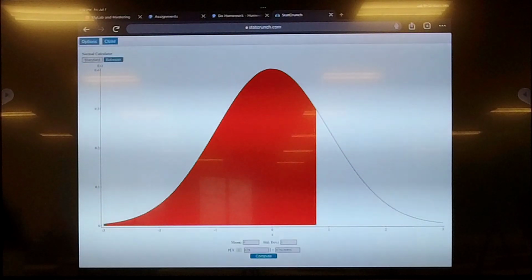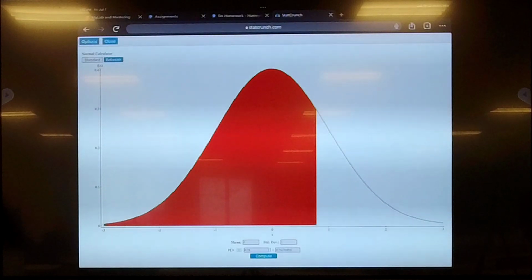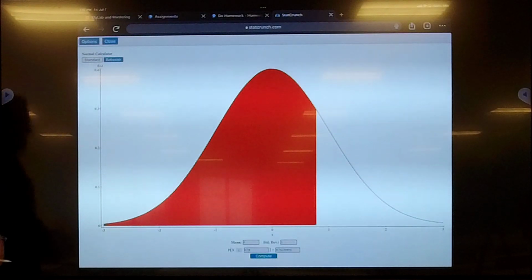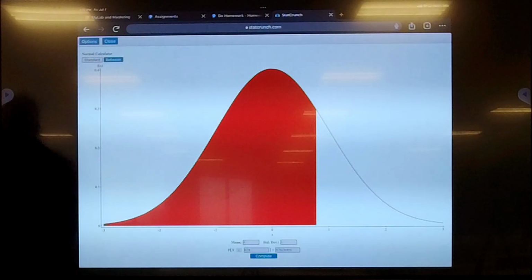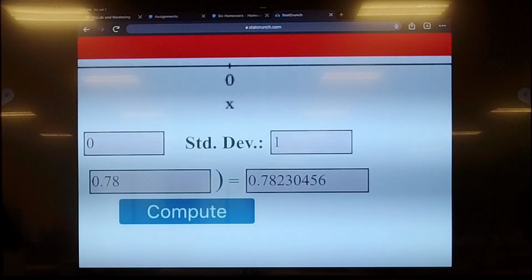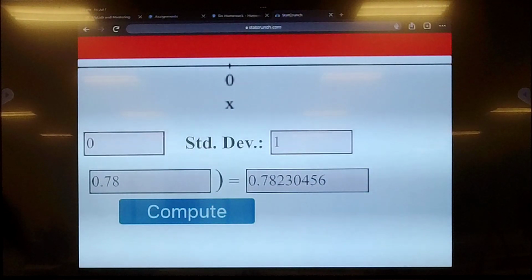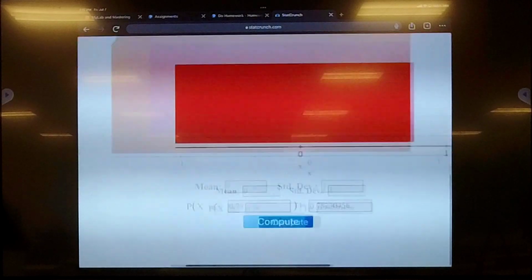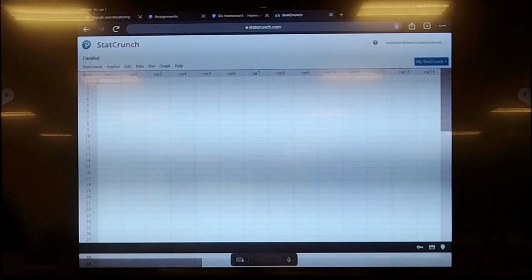So 0.7823. That's what these first 4 numbers are. 0.7823. I'm sorry, it's small. Wish I could make it bigger for you. Oh, I can. Oh, you put it on that side. Okay, I see. That's the one. Look at you. What did I just say? Check it out.